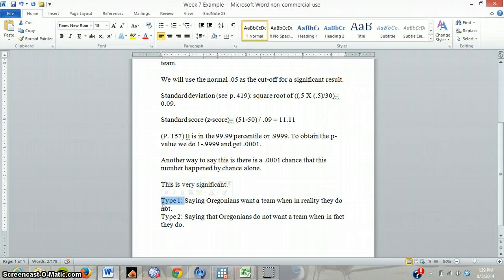So the type 1 error I could have made was saying that Oregonians want a team when in reality they do not. A type 2 error says that there is a significant result, but you state that there isn't one. So I could have made a type 2 error here by saying that Oregonians do not want a team when in fact they do.